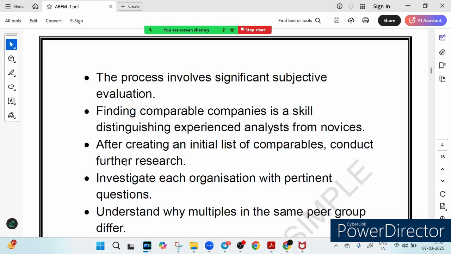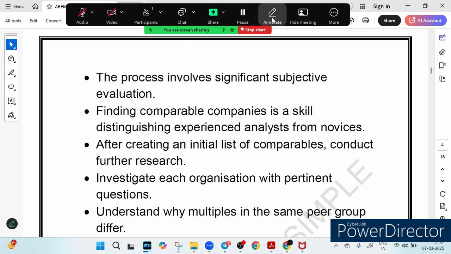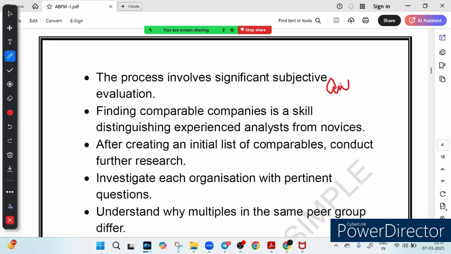So picking the right comparable is an art. A seasoned analyst can spot the best match. So here comes the role of the experienced analyst. A seasoned analyst can spot the best match while a beginner might struggle. So that is what separates the pros from the amateurs, right?